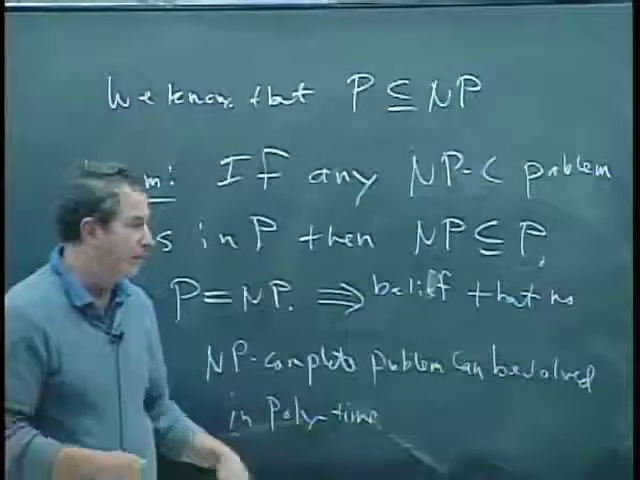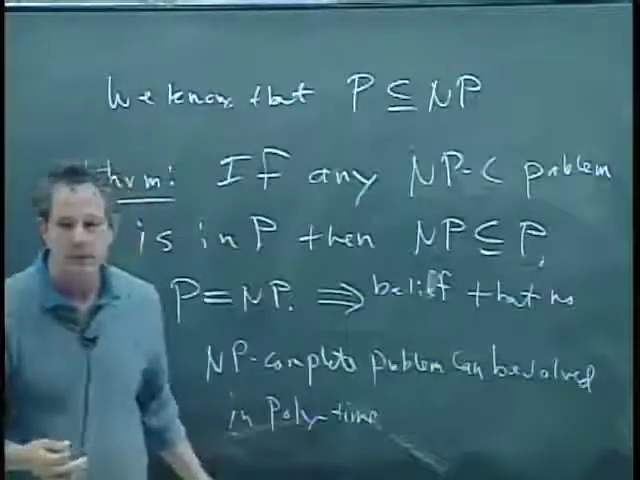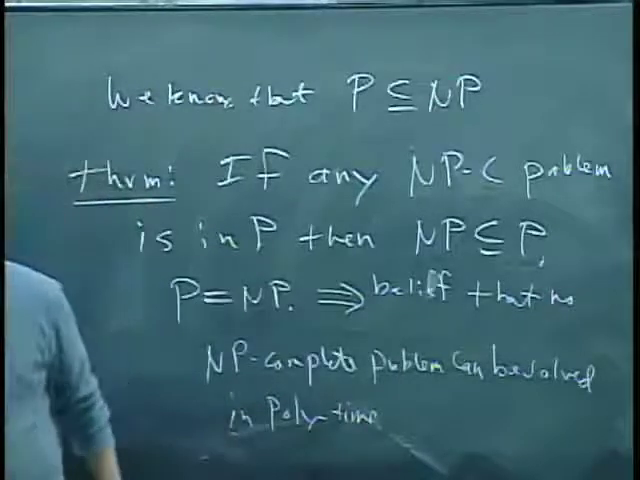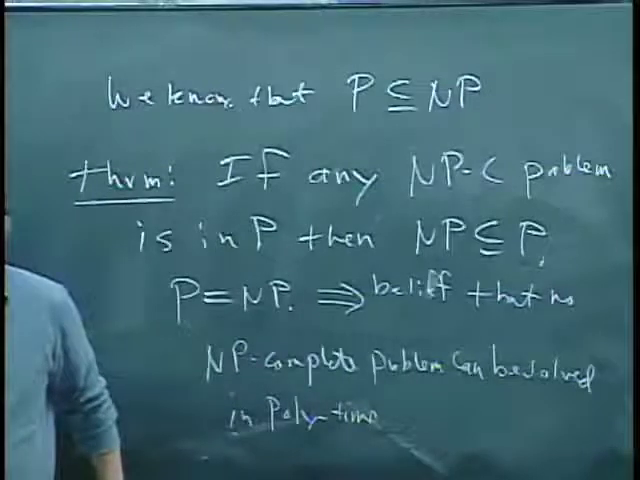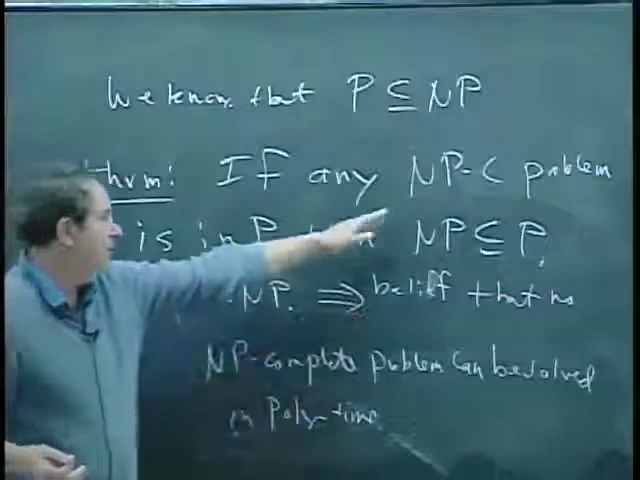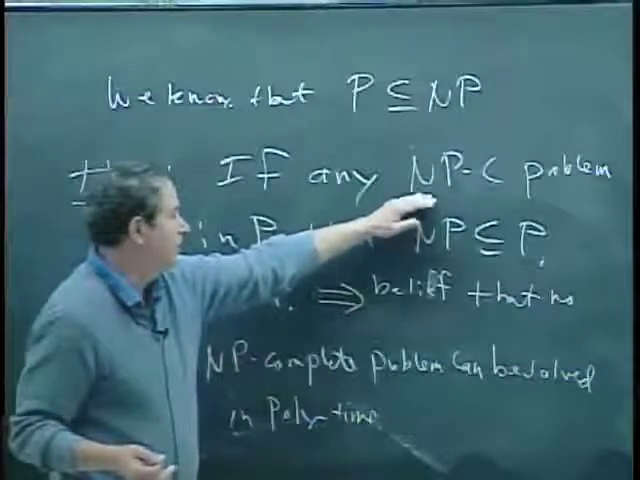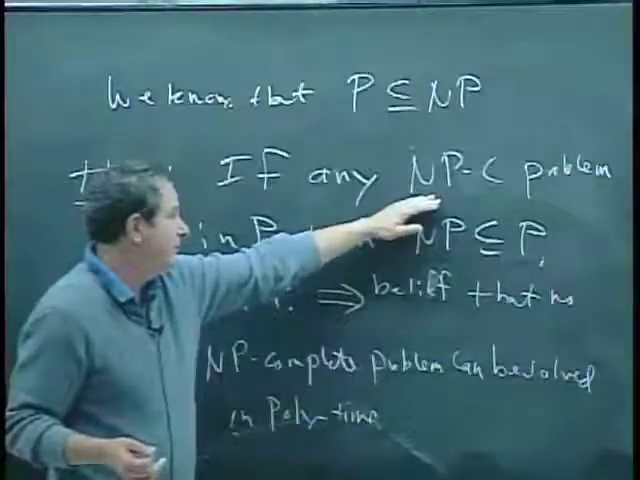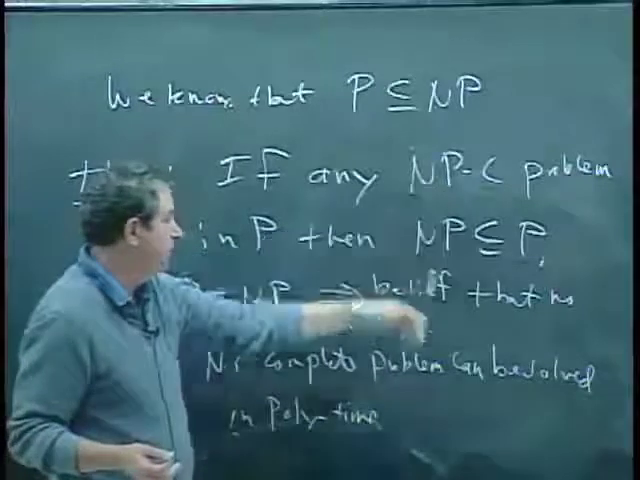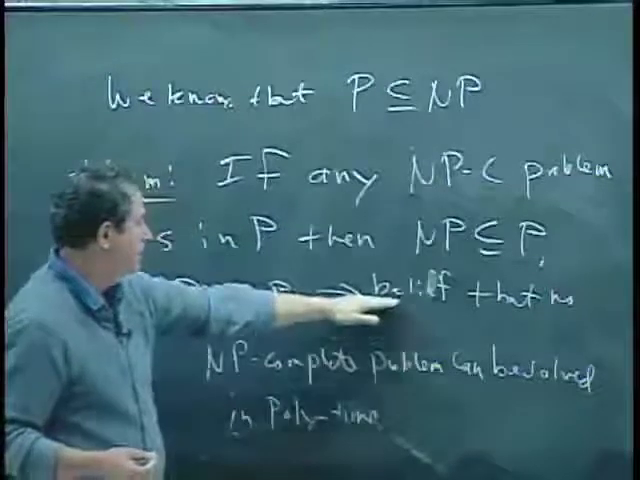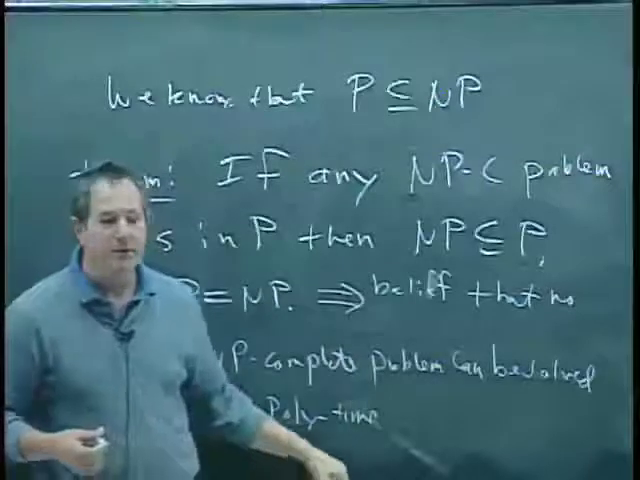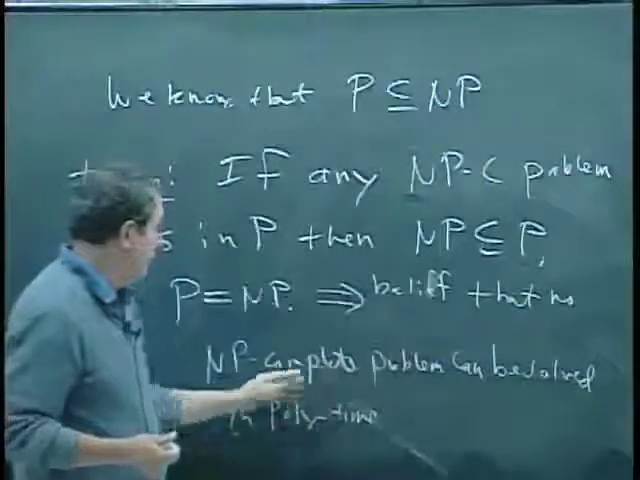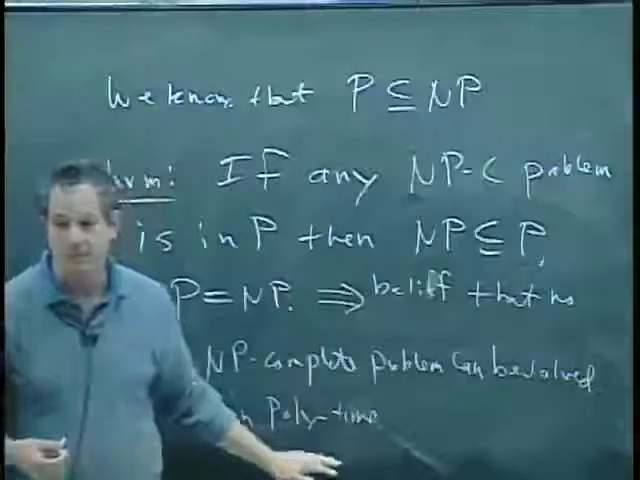So if you have a problem that you're dealing with, and you try to show that it's solvable in polynomial time, but you fail, maybe then you should try to show that it's NP-complete, because if you show that it's NP-complete, that puts you in the company of people who believe that no NP-complete problem can be solved in polynomial time.